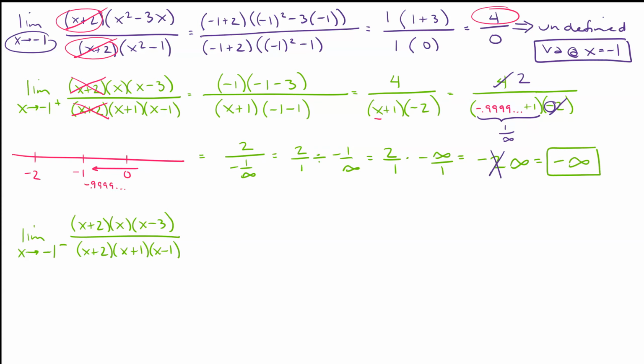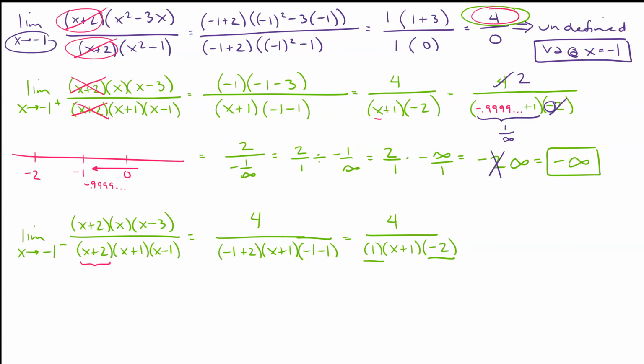Now I'm going to evaluate this limit from the left-hand side, and let's pretend that I didn't reduce the x plus 2 terms. That means that I can jump straight to the 4 on the top, because I know that substituting into this top gives me this 4. And now I'm going to substitute into anything that doesn't cause a 0 on the bottom. So I'm going to have -1 plus 2 times x plus 1 times -1 minus 1. That's 4 over 1 times x plus 1 times -2. And I'm going to multiply the two numerical terms on the bottom and simplify just a bit. I have 4 over x plus 1 times -2.